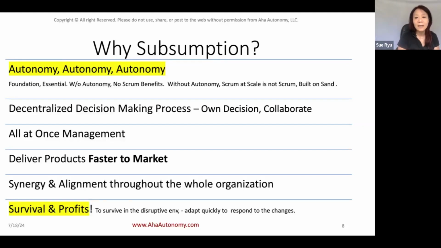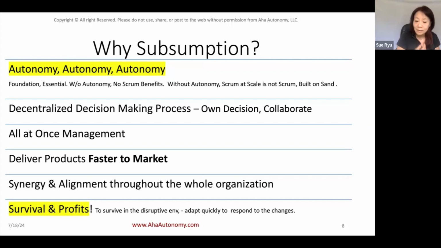In real estate, it's location. In Agile, it's autonomy. Now, as you will see in this webinar, it facilitates a decentralized decision-making process. By doing that, teams can make their own decisions and then collaborate across the whole organization. Because teams can make their own decisions and collaborate together, it enables all-at-once management, which is crucial to deliver products fast to the market. This all brings synergy and alignment throughout the whole organization. Most of all, it comes down to survival and profit.